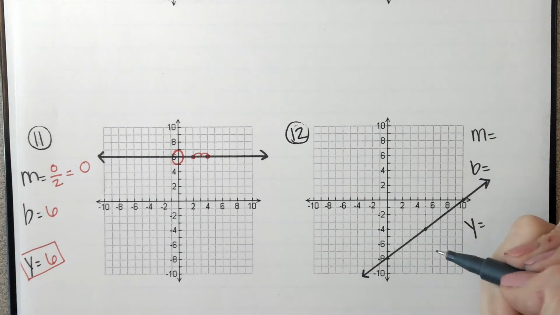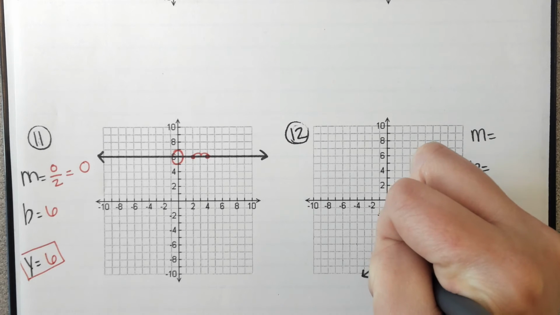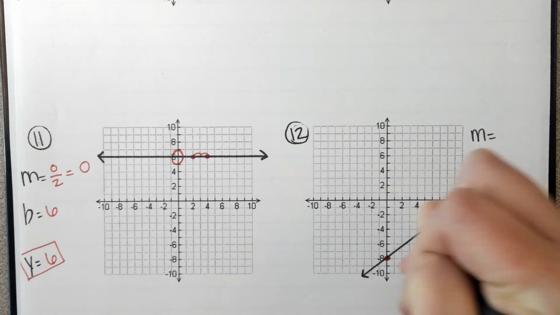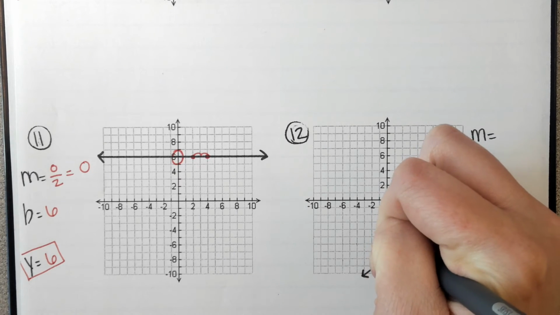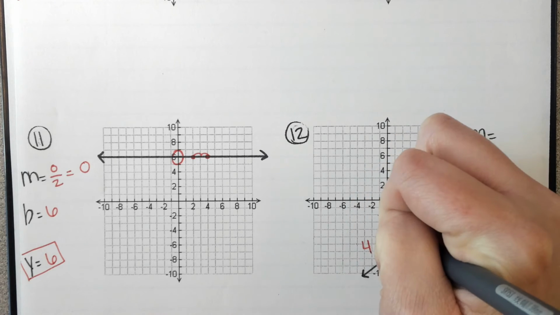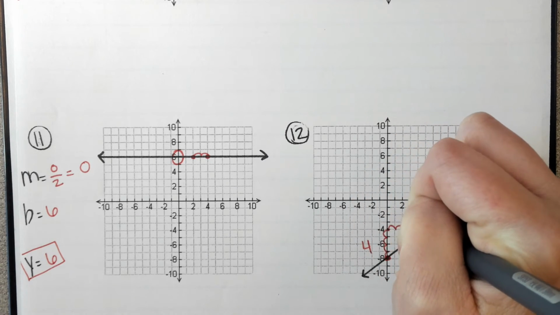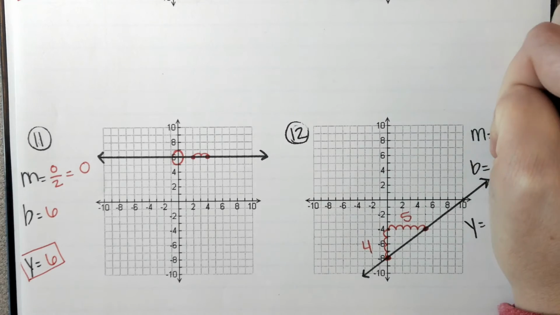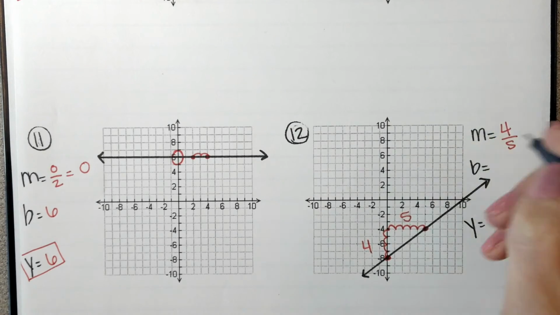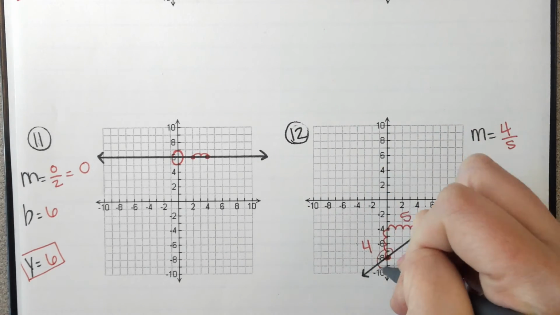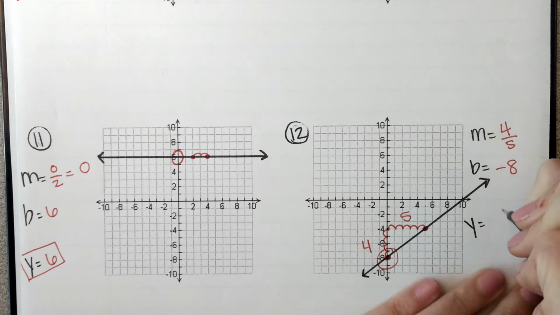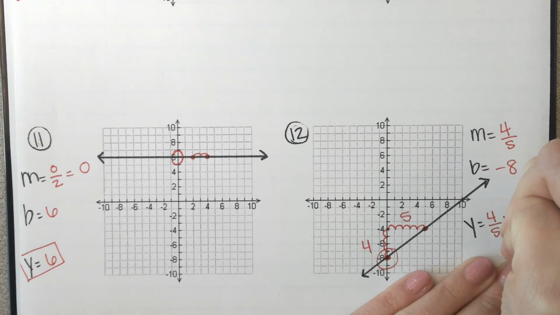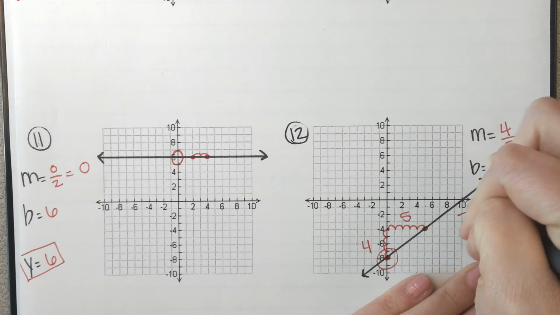Okay, and number 12, pick 2 points. I like this one and this one. 1, 2, 3, 4. So I went up 4 over 1, 2, 3, 4, 5. So my slope is 4/5. My y-intercept is all the way down here at -8. So y equals 4/5 x minus 8.